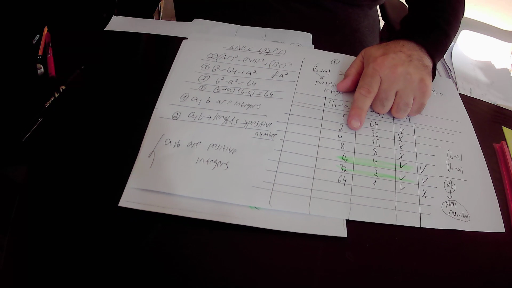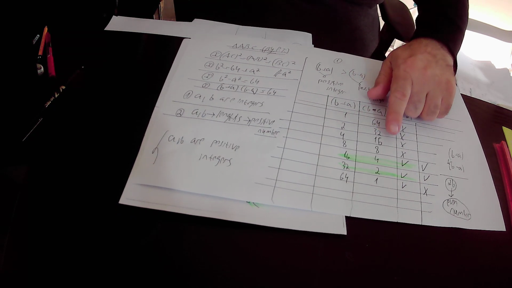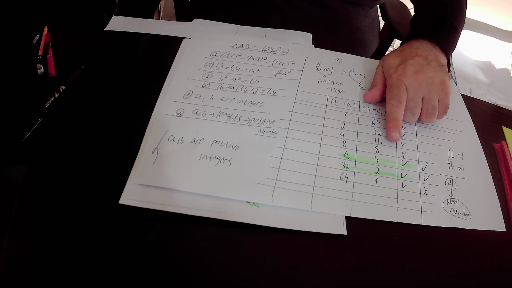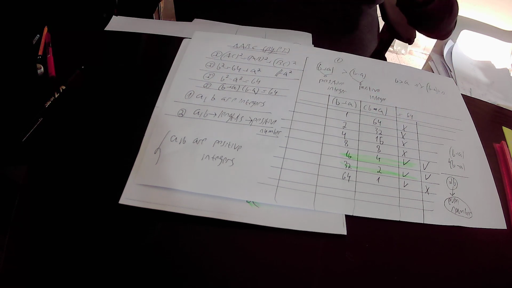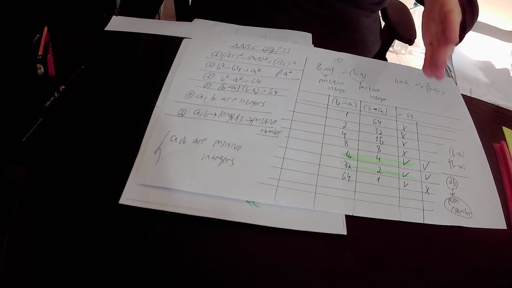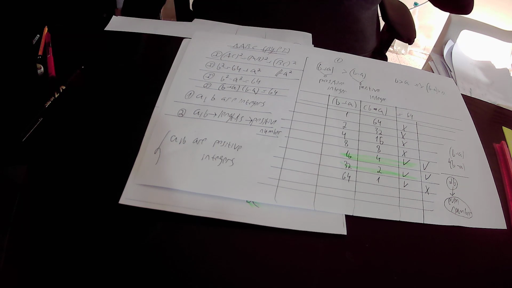And we have the option that 16 is indeed greater than 4, that is to say it is a good option. 32 is greater than 2, so it is also a good option, and 64 is also greater than 1, so it is also a good option.